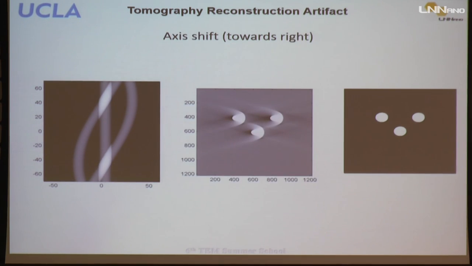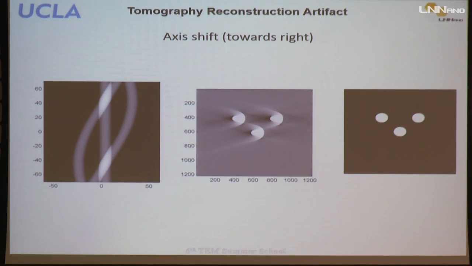And axis shift. A lot of tomography reconstruction software specifies where the rotation axis is in your image. In most cases, it's the center pixel. In your image, your rotation axis should be aligned to the center pixel. If that alignment is wrong, for example, you can see this guy has shifted a little bit in this direction. In this case, you see this banana-shaped artifact.